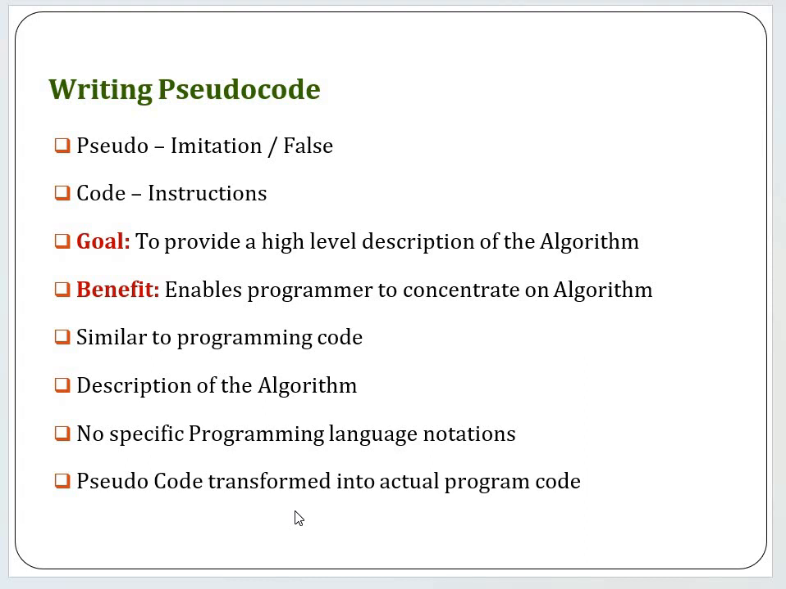Pseudo means imitation or false. Pseudocode is not actual code that a computer can directly execute. It's a human readable representation. Next is instructions. It provides a step-by-step guide for solving a problem, just like the code.